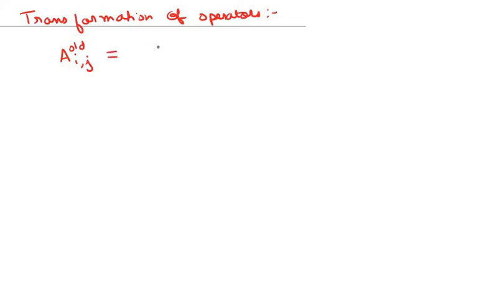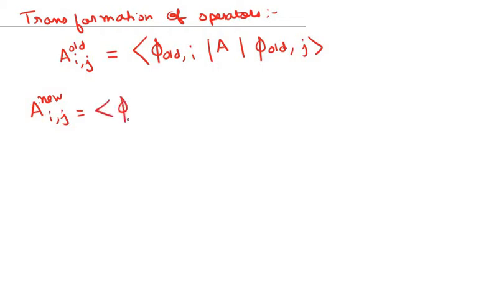So this is equal to phi old i, the actual operator A, phi old j, and this we have seen earlier. Now how would this particular element of this operator look in the new basis set? A new ij is equal to phi new i, this operator A, phi new j, and then we can expand this.